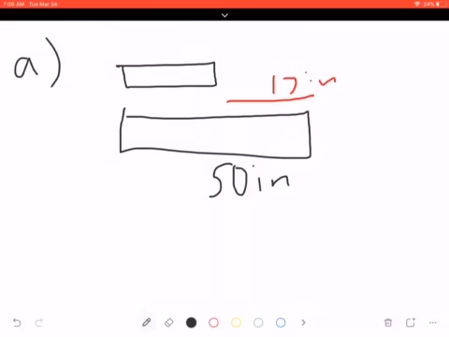So what I'm going to do, I'm going to end up doing this in the next problem, but I'm going to go ahead and define my variable for A. I'm going to say that the short board is going to be S. So there is A.